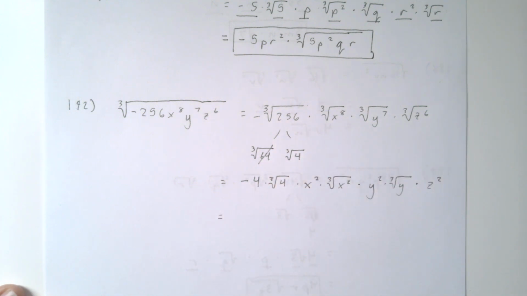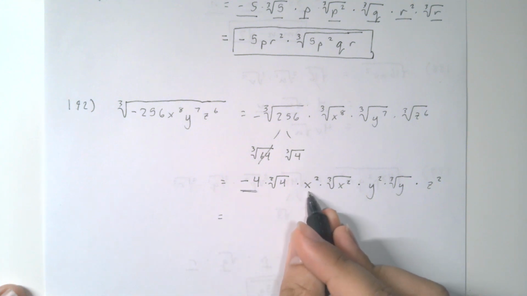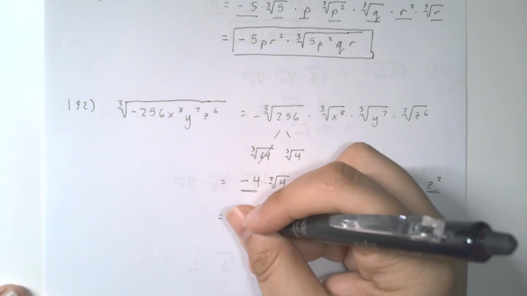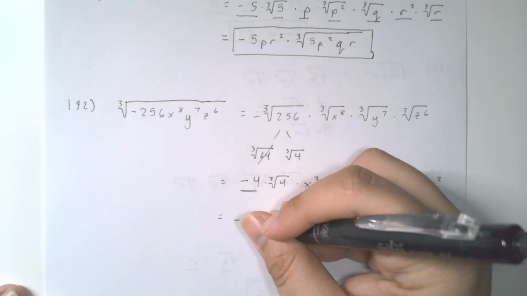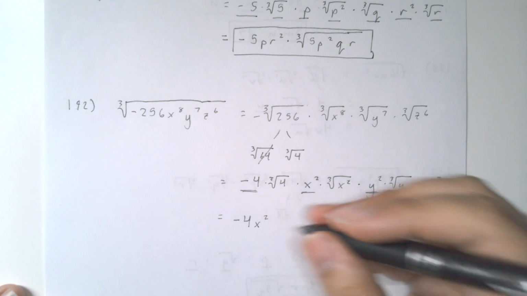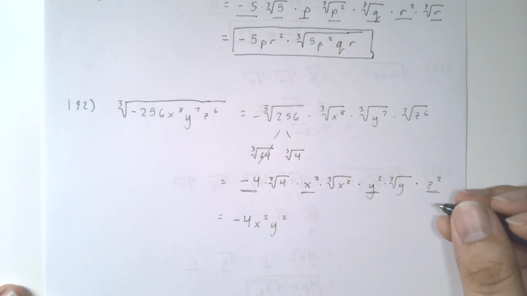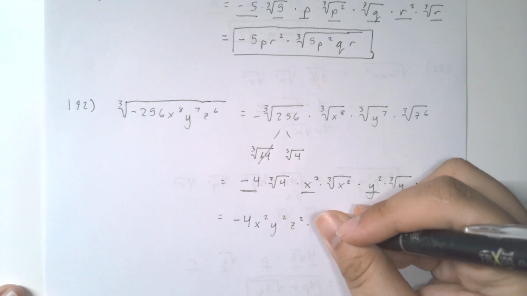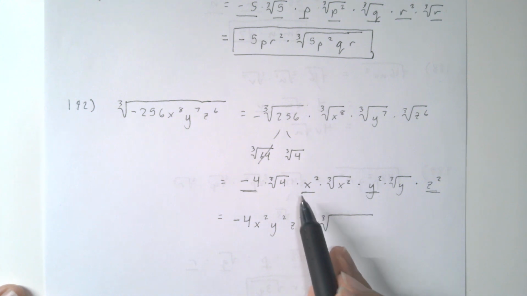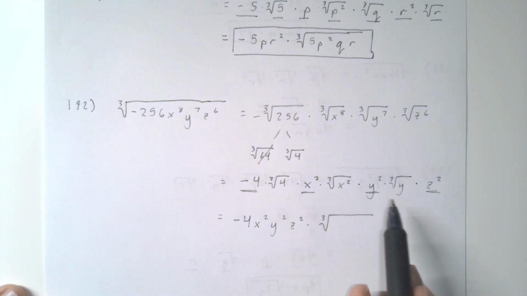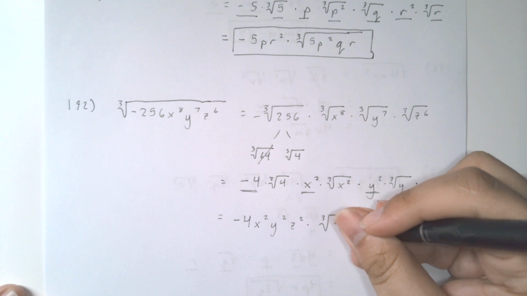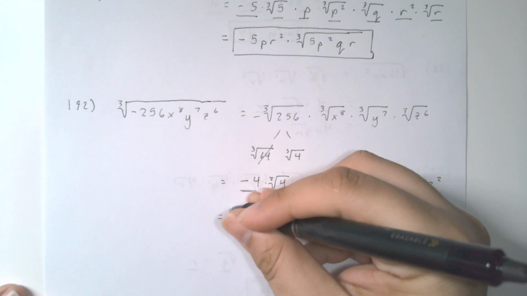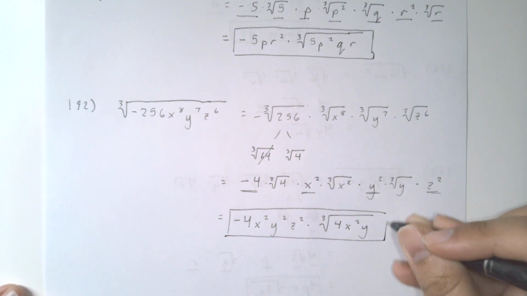We multiply all of our stuff outside of a root. We have this negative 4, an x squared, a y squared, and a z squared. So we have negative 4 x squared y squared z squared, times the cube root of everything on the inside of the root symbols. So we have 4, x squared, and y. And this is our final answer.